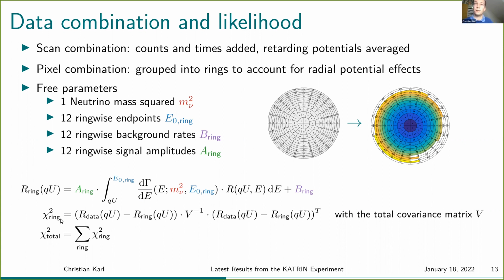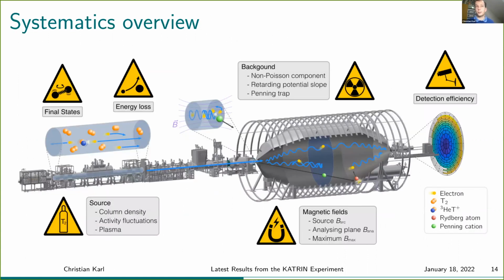Well, this is basically the statistical part of our analysis, but of course, there are also systematics. And here they are shown over the beamline that there are quite plenty of them that we have to take into account. First of all, these final states that I mentioned are of course not known to absolute perfect precision. The energy loss effects also come with some uncertainty. The source, we can have different gas densities, the activity can fluctuate, and due to us having lots of charged particles, there can even be plasma effects.